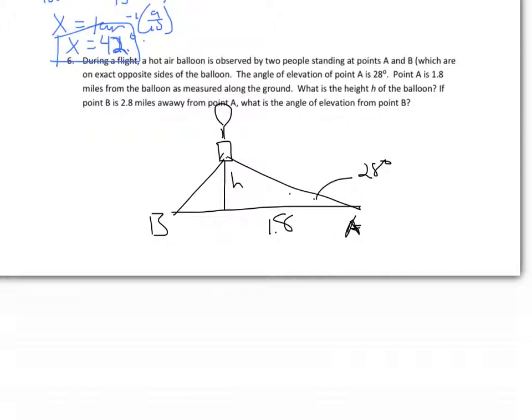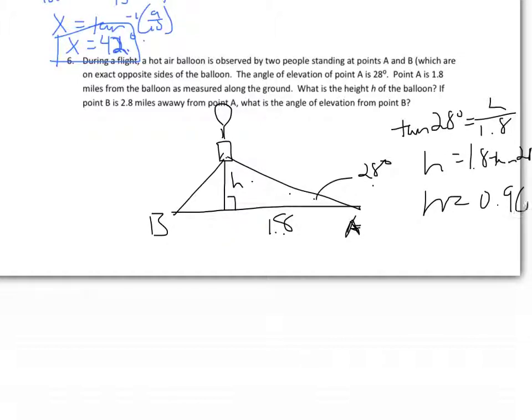So we just have to set up our trig ratio. We've got a right angle there. Set up our trig ratio to find this height. Well, what do we have? We've got opposite and adjacent, so it's going to be tangent once again. So tangent of 28 degrees equals h over 1.8. Multiply both sides by 1.8. h equals 1.8 tangent of 28. Type that in your calculator, 1.8 tangent 28. Hit enter. You're going to get h equals 0.96. So 0.96 miles is how high this thing is.